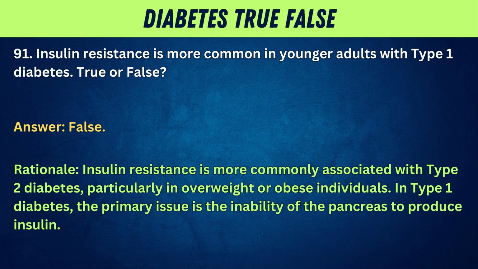91. Insulin resistance is more common in younger adults with type 1 diabetes. True or false? Answer: false. Rationale: insulin resistance is more commonly associated with type 2 diabetes, particularly in overweight or obese individuals. In type 1 diabetes, the primary issue is the inability of the pancreas to produce insulin.